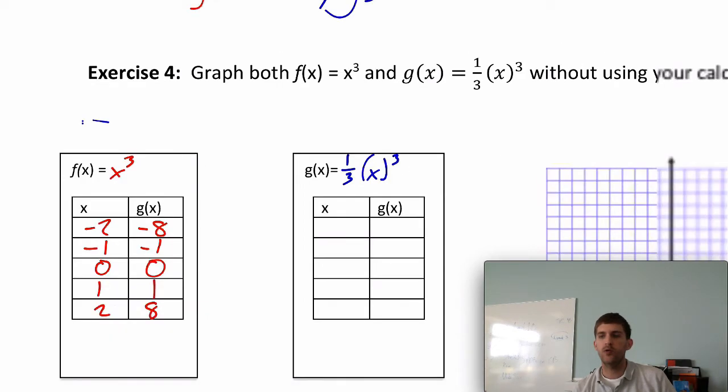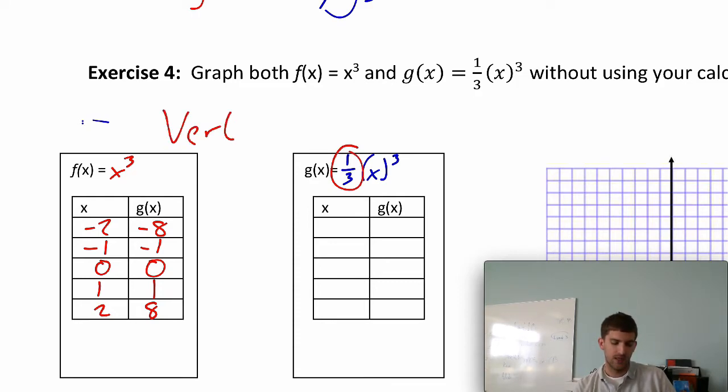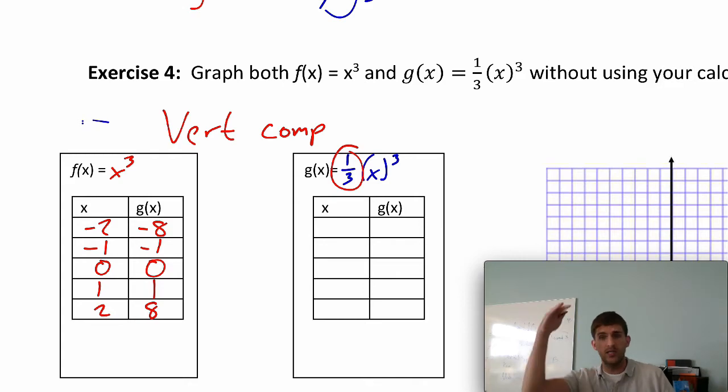Now this one, before we go any further, what's being done here? What's changing? The only thing that's changing is this 1/3. This 1/3 is not inside of a group with x, so it's going to be a vertical change. If it's in a group with x, it's going to be a horizontal change. If it's not in a group with x, it's going to be a vertical change. Now this one's going to be a vertical compression. So the verticals are a little more straightforward. If it's a small number, it's getting compressed, it's getting smaller. If it's a big number, it's getting stretched. So that's for verticals. Horizontals, they're a little bit backwards.